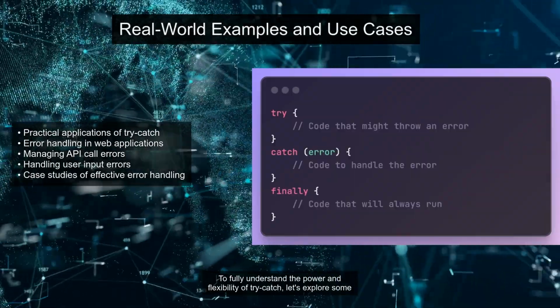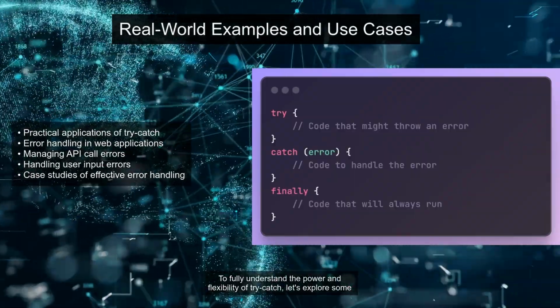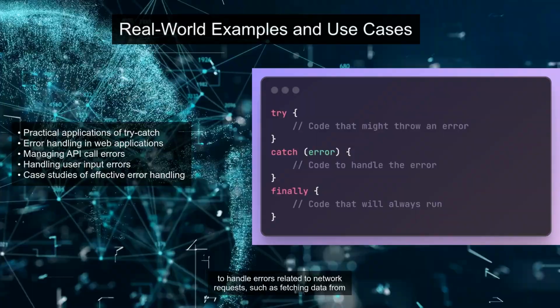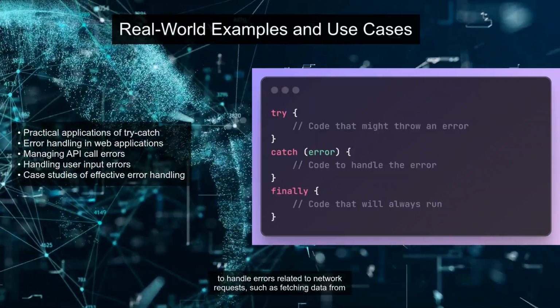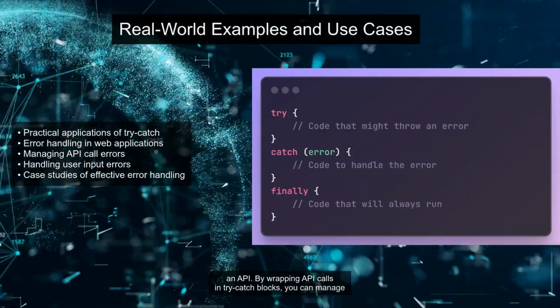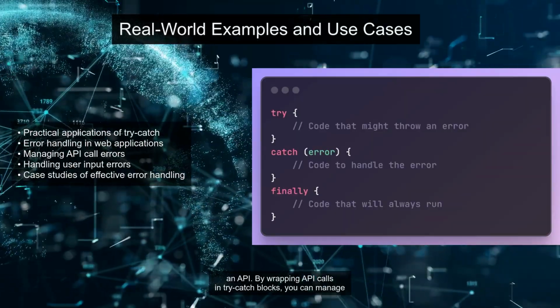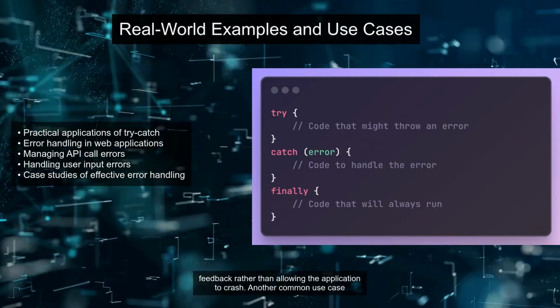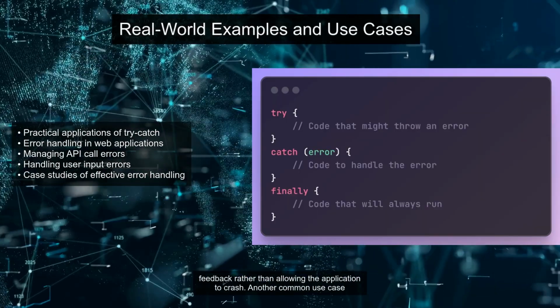To fully understand the power and flexibility of try-catch, let's explore some real-world examples and use cases. In web applications, try-catch is often used to handle errors related to network requests, such as fetching data from an API. By wrapping API calls in try-catch blocks, you can manage errors like network failures or unexpected response formats, providing users with meaningful feedback rather than allowing the application to crash.